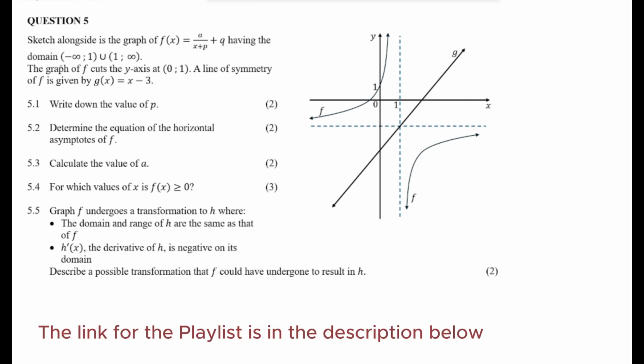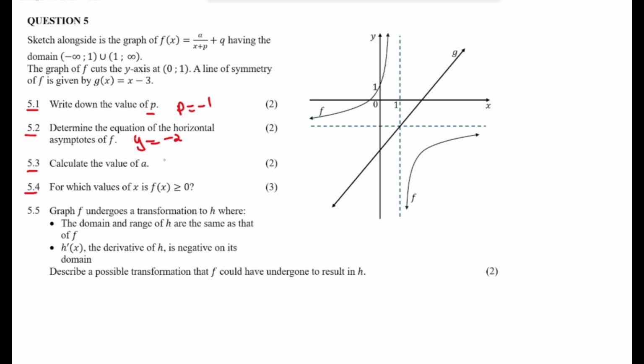We're still doing question 5, and we're doing question 5.4. Remember, we did question 5.1: we found that the value of p is equal to -1. We did 5.2: we found that the equation of the horizontal asymptote is y is equal to -2. Then we also calculated the value of a, and we found that a is equal to -3.